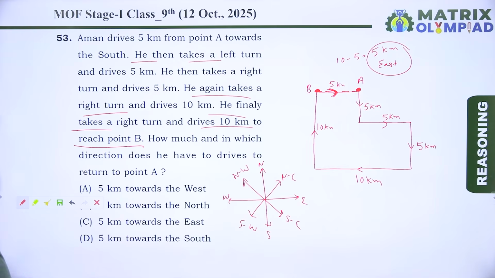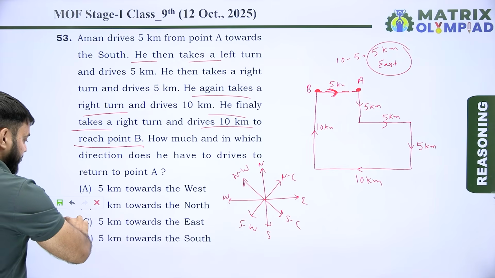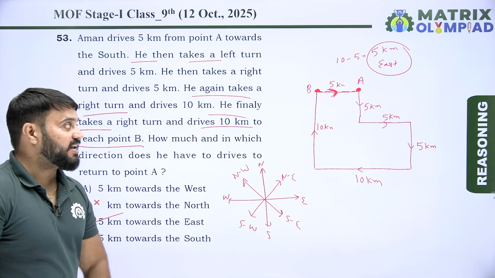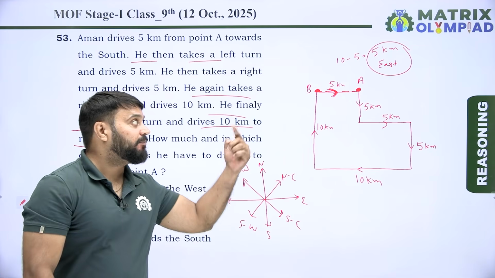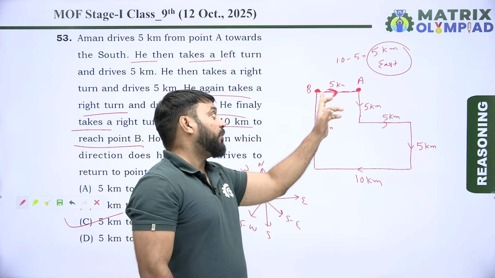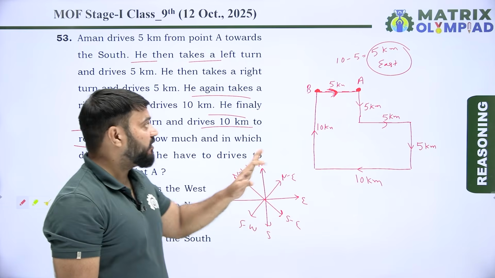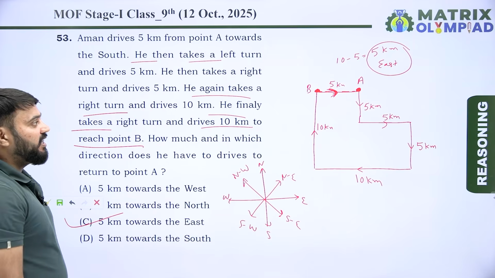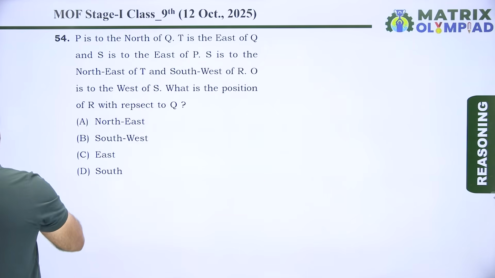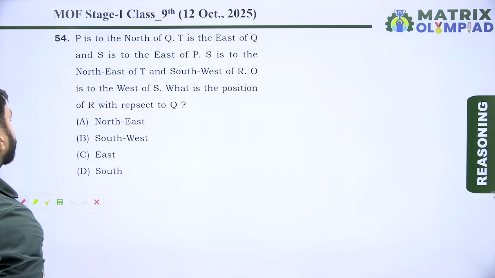So here option C is the correct answer. 5 kilometers towards the east direction. If Aman drives 5 kilometers towards the east direction, then he will reach point A again. So here option C is the correct answer of this question. Let's move on to the next question. So now the next question is question number 54.